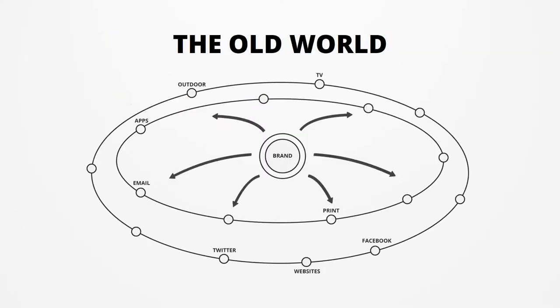I would describe this in the diagram as a sort of universe that revolves around your brand. All these different nodes would be different for every organization, and probably some of them would be bigger and some would be smaller. But the premise is that your different channels are in orbit around your brand, and that your brand is pushing messaging out to these various channels, or these various planets in your universe.